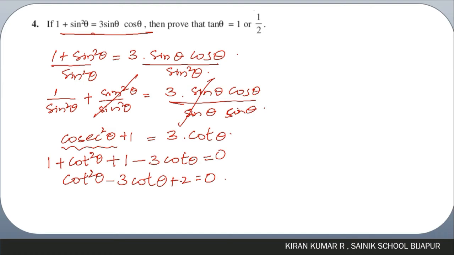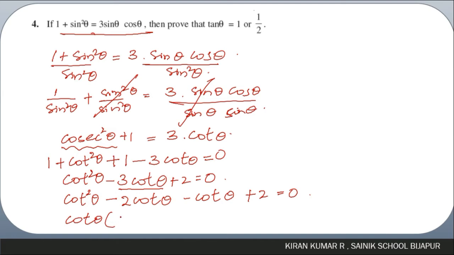Now, a little trick. The trick is I should be in a position to take something common. Suppose I write this as cot square theta minus 2 times cot theta minus cot theta plus 2 equal to 0. If I do that, I have changed this 3 times cot theta into minus 2 minus 1. So if cot theta is taken common, I'll be getting cot theta minus 2, minus 1 taken common, we get cot theta minus 2 equal to 0.